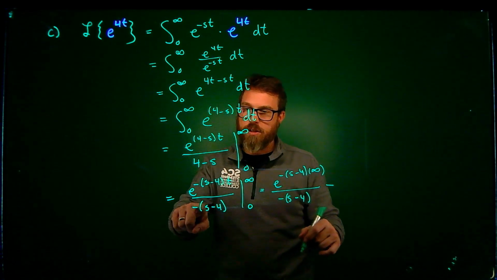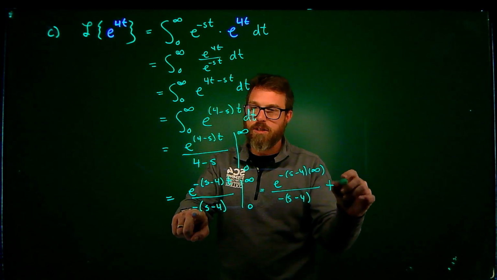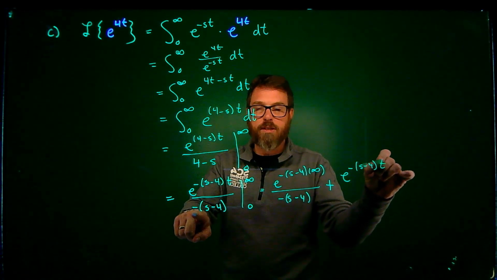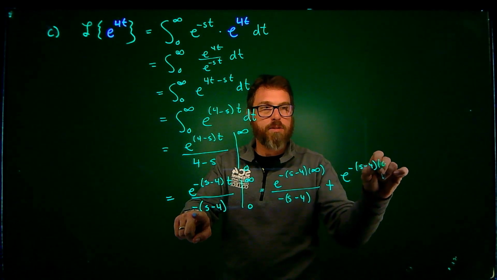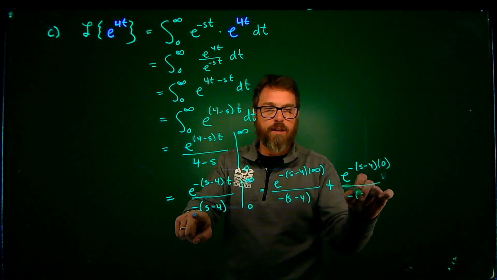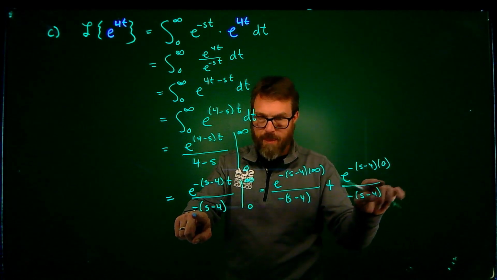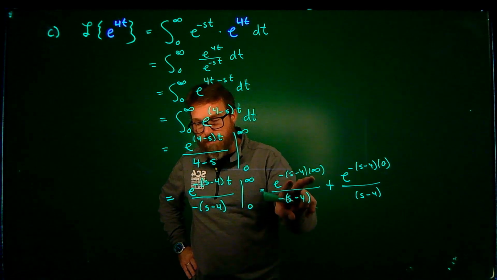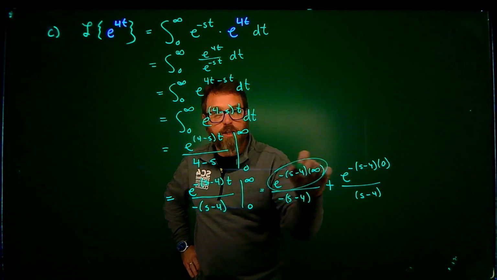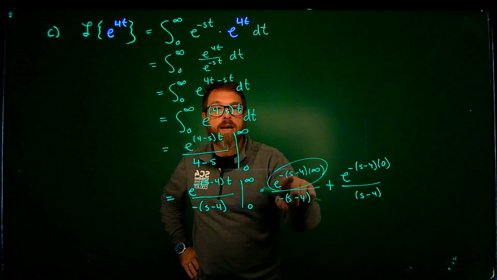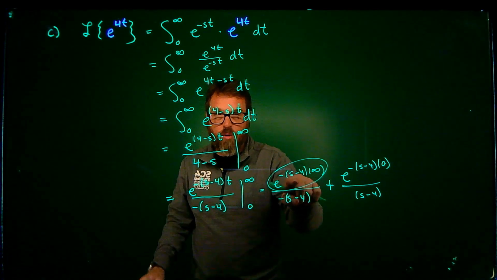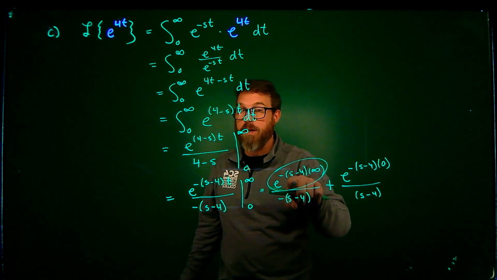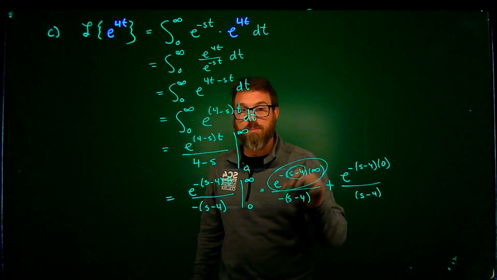Minus, well, this is going to be negative, so this is going to be plus. We're going to plug in 0: e to the minus s minus 4 times 0, all over s minus 4. My goal really is to show that this piece right here is going to go to 0, because, s being positive, this really is only going to go to 0 assuming that s is bigger than 4. We have to verify that this is positive.